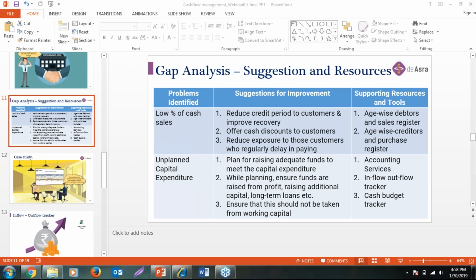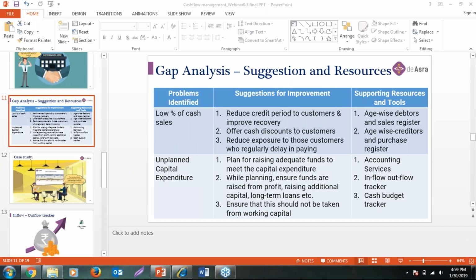Okay. So supporting resources and tools, we can see. We have this inflow and outflow tracker, which will help you to use and maintain the record of your business. This will give you a clear view of your inflow and outflow of cash, whatever the expenses are and whatever the payments are. So the inflow and outflow tracker is really beneficial. I'll also show you how it is, so that you can go through how you can put the details of your business there.